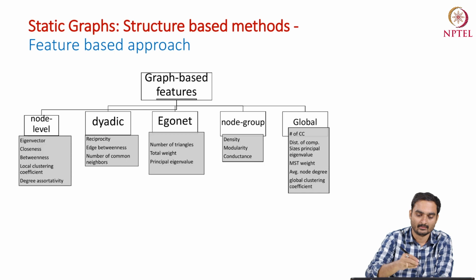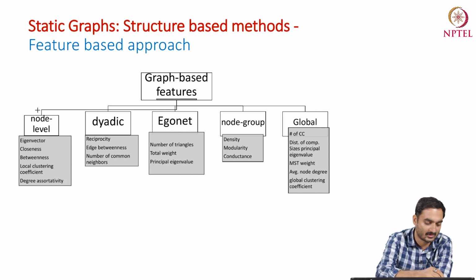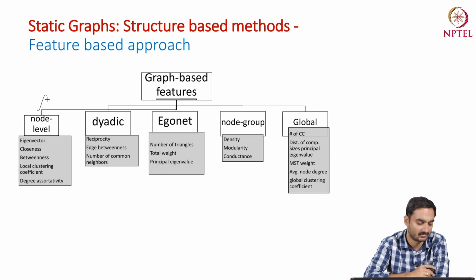Okay. All right. So, let us start with a very simple approach, a feature-based approach. In a normal graph-based setting, we look at 5 different types of features. The first one is node-level features, and we look at features like eigenvector centrality, closeness centrality, betweenness centrality, local clustering coefficient, and degree assortativity. Now, all these metrics have been discussed already, right, in the second chapter, I guess. And all these features are node-centric features.